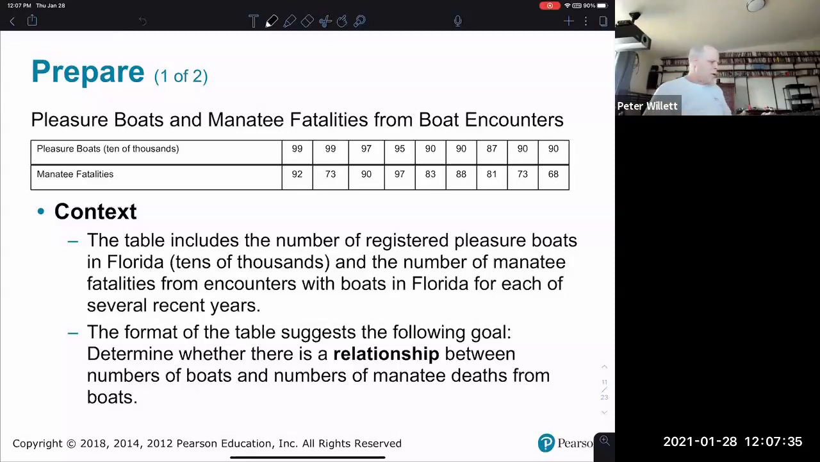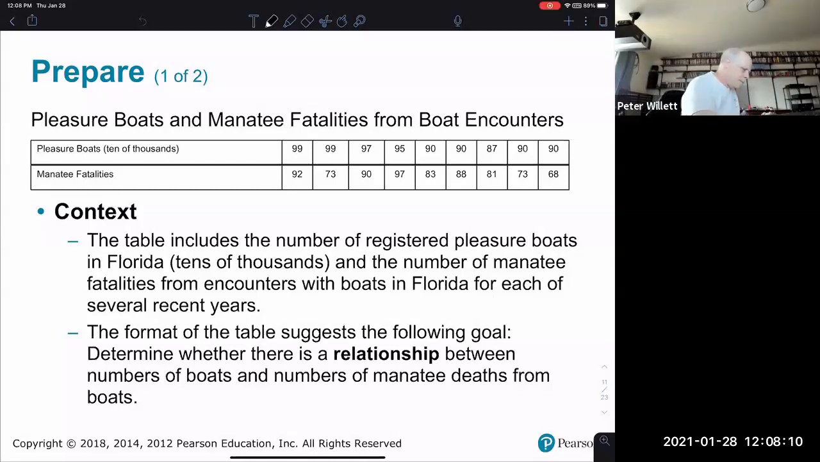So this was about boats, pleasure boats, and manatee fatalities from boat encounters. There was a question earlier about correlation. This example would be an example of trying to imagine if there's a correlation between how many pleasure boats are registered and how many manatee fatalities are reported. If they register a whole bunch more pleasure boats, does that lead to, or is there a correlation to expect, a higher manatee fatality rate?